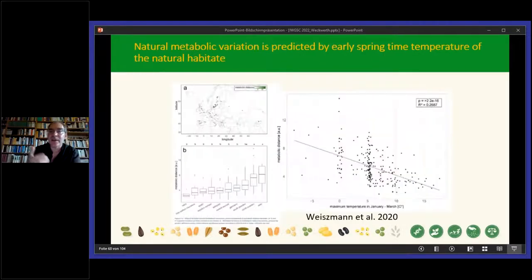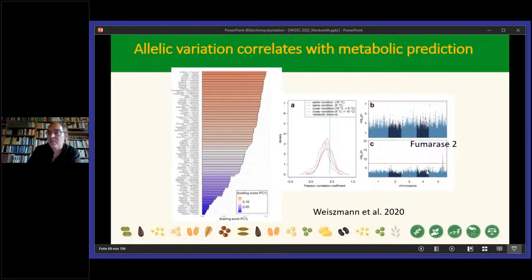And of course, we correlated this then to genome data. And we did some Manhattan plots here also, and we identified strong gene markers, for instance, fumarase under cold conditions, which correlated well to this natural metabolic variation. So allelic variation correlated very well with this metabolic prediction.